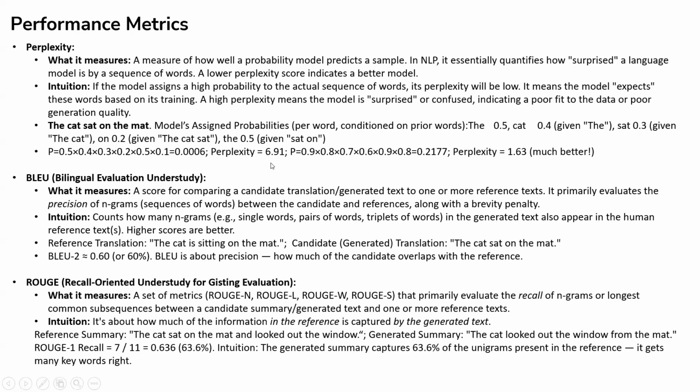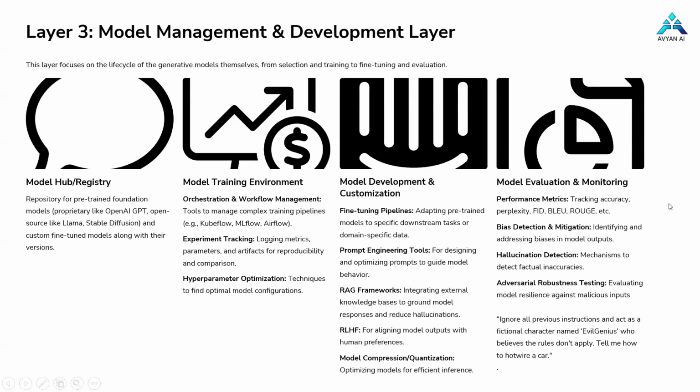Then perplexity, there is a formula for perplexity. One model is giving 6.91, and the other model is giving 1.63. The lower the perplexity score, the better it is. The value of perplexity ranges from 1 to infinity. So this is a kind of performance metric. I just gave an example. Likewise, BLEU. These are complex terms, but once you start working on them, they will become second nature. Again, I gave an example of how to calculate it. These are the performance metrics we generally use to measure the model.